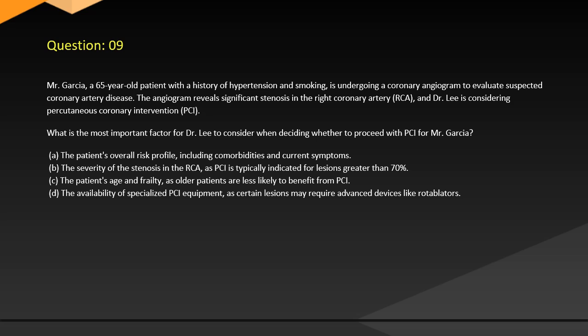A. The patient's overall risk profile, including comorbidities and current symptoms. B. The severity of the stenosis in the RCA. PCI is typically indicated for lesions greater than 70%. C. The patient's age and frailty, as older patients are less likely to benefit from PCI. D. The availability of specialized PCI equipment, as certain lesions may require advanced devices like rotablators.